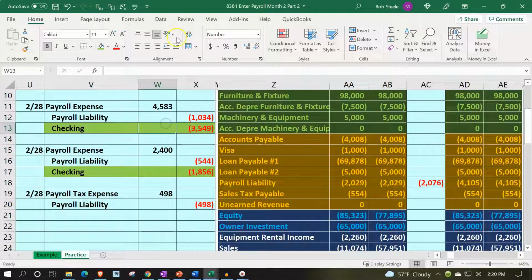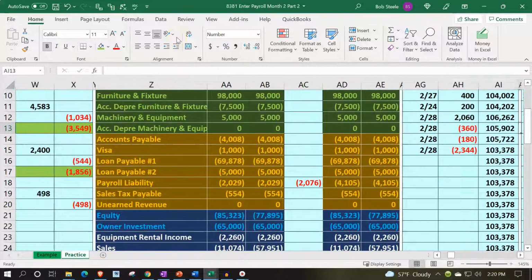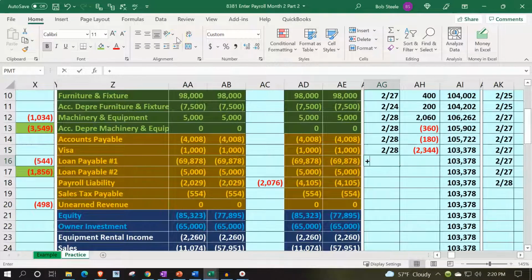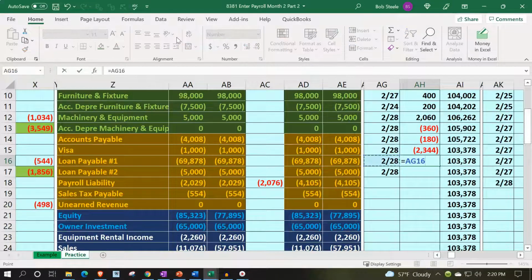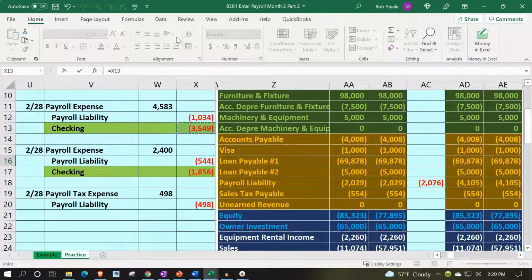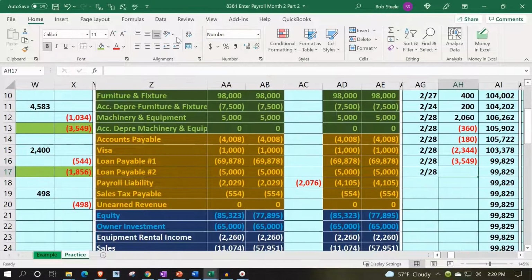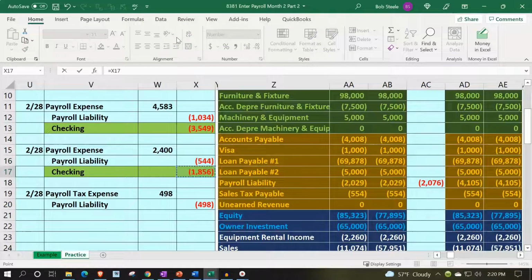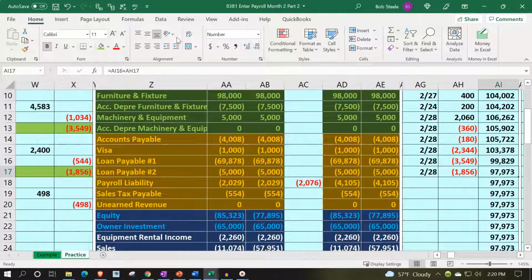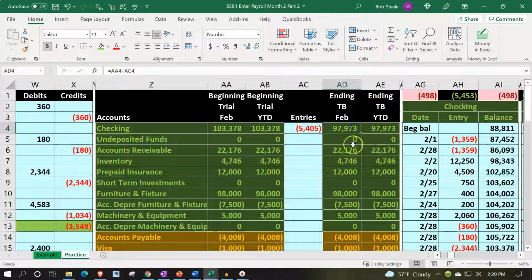We got two things happening in the checking account at the same time. Checking out the checking. Let's check out the checking. We're going to say this is on 228 and 228. So we're in AH16, equals, left to the wall, picking up that 3549. Then in AH17, equals, left to the wall, second green item, 1856, bringing the balance up to the 97973. 97973 should match what's on the trial balance, and it does.